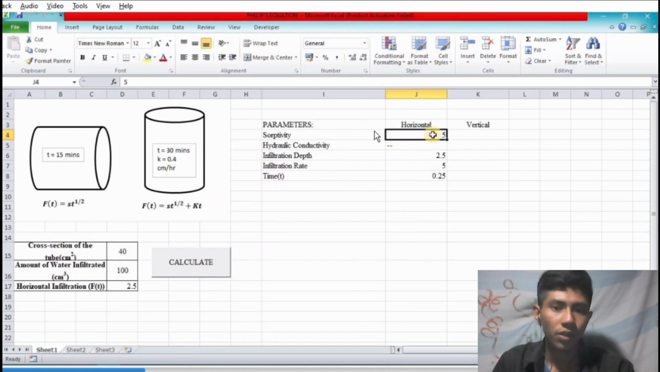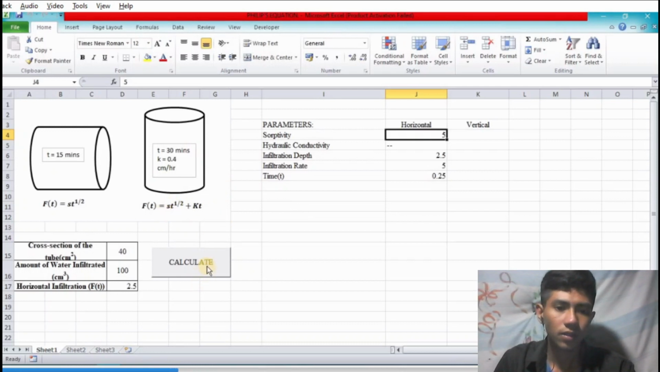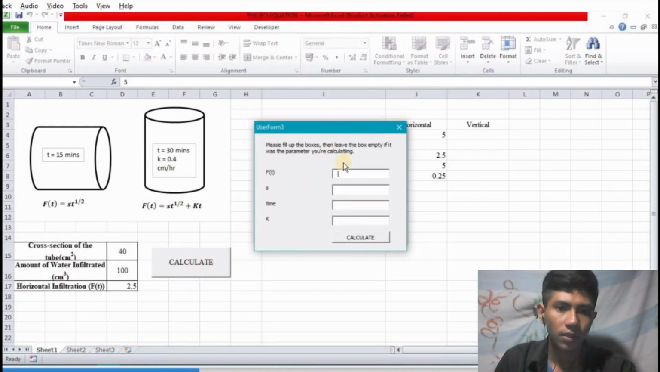Now we get the parameter we needed. The sorptivity is equal to 5. It's the same soil as this tube, so we were using the same sorptivity in solving this, but here we will solve for the cumulative infiltration. Okay, next. Calculate vertical. What we're looking for is the cumulative, so we're gonna leave it blank.